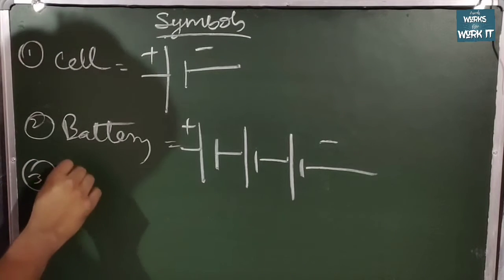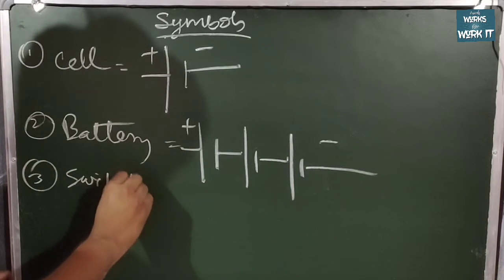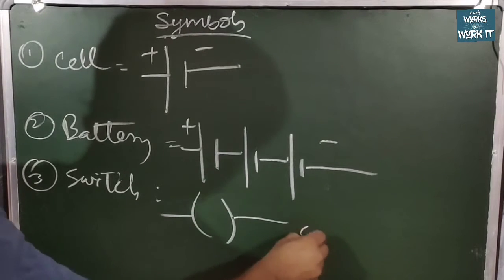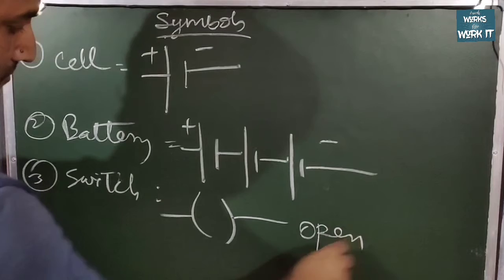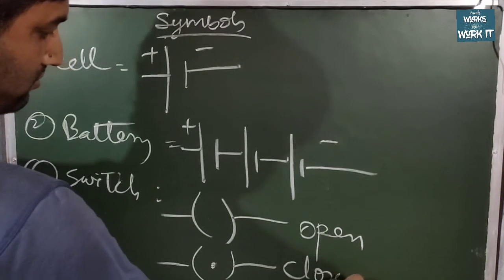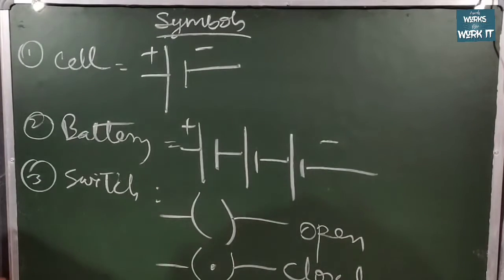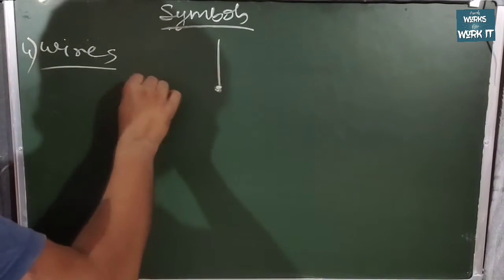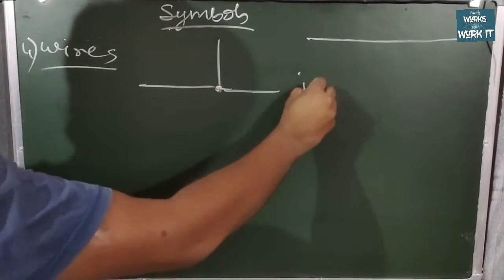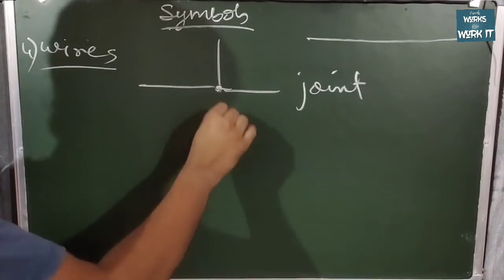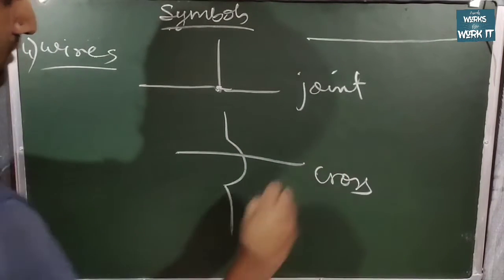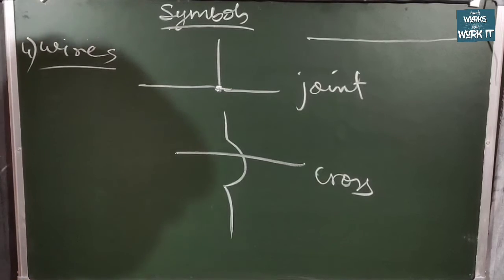The third one we will see, it is also given in the book. You can see nicely over there, the switch. This type of switch symbol will be of opening of the switch, and this one will be the closing of the switch. Next, the symbol of wire. Generally wire is shown in a straight line. This symbol shows that it is joined with another wire, and this symbol is used to show the wire is crossing another wire.